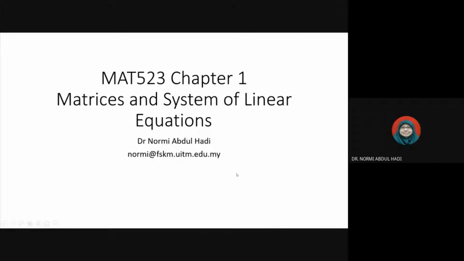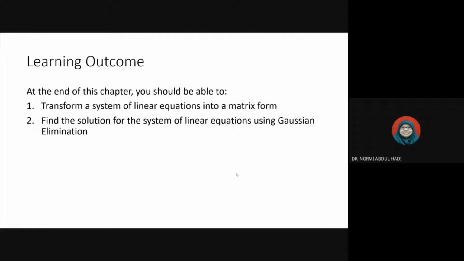Linear algebra, matrices, and system of linear equations. At the end of this topic, we should be able to transform a system of linear equations into a matrix form and find the solution for the system of linear equations using Gaussian elimination.